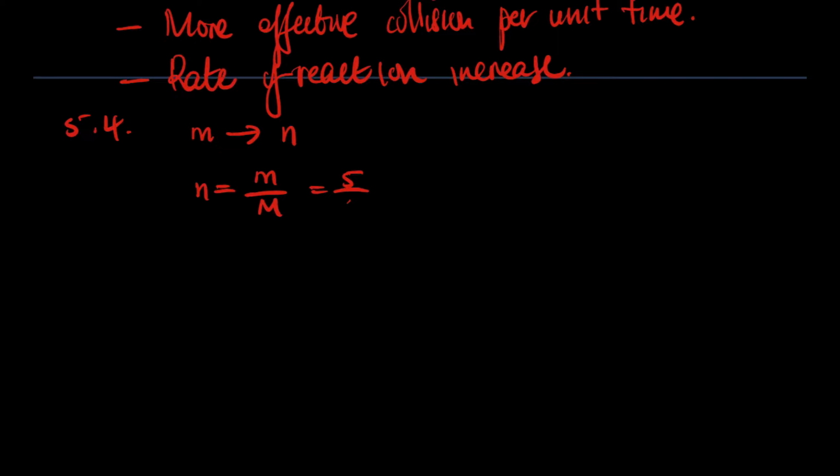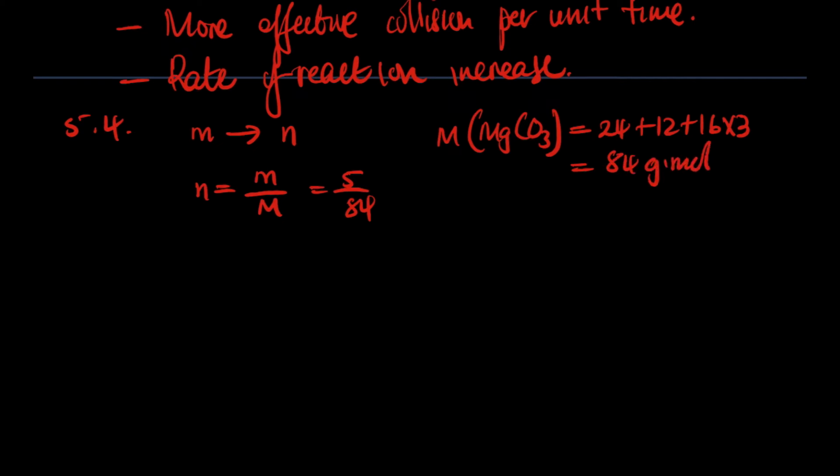So the molar mass of magnesium carbonate, it's going to be what? 84. And then how do we get the 84? The magnesium carbonate molar mass is 24 for magnesium, and 12 for carbon, and 16 times 3 for oxygens, so it's 84 gram per mole. So if you get an answer for that, it's going to be 0.06 mole. 0.06 mole of what?